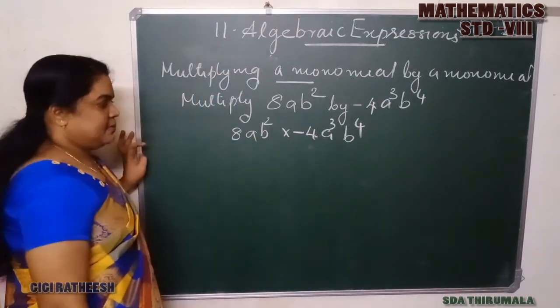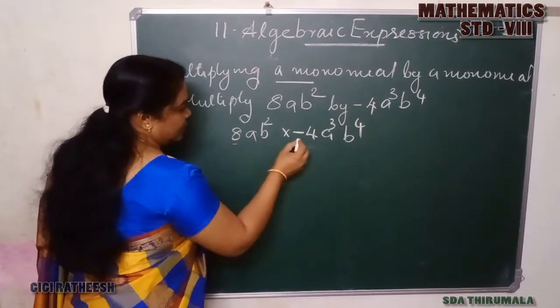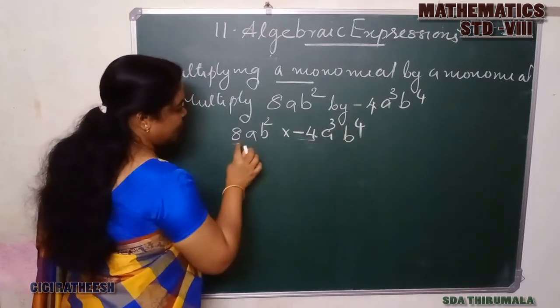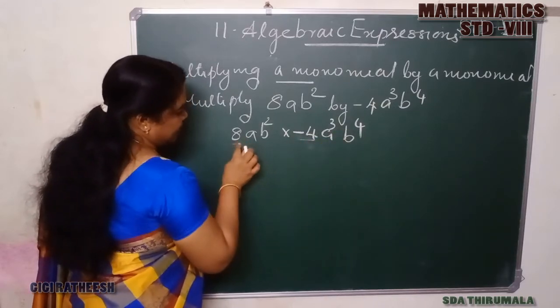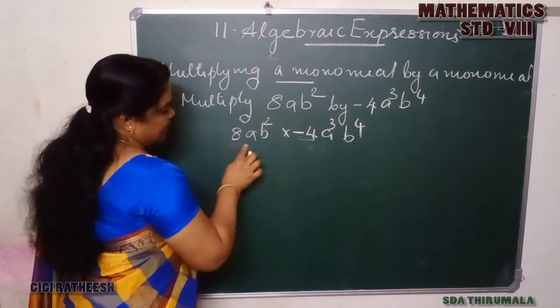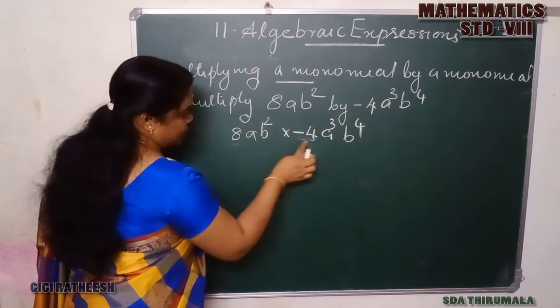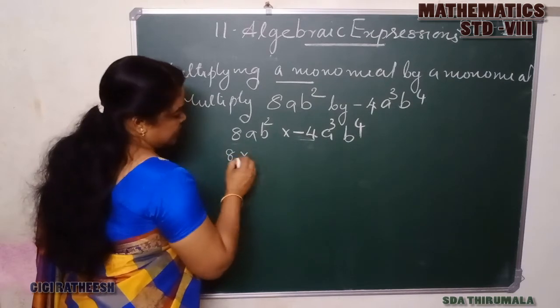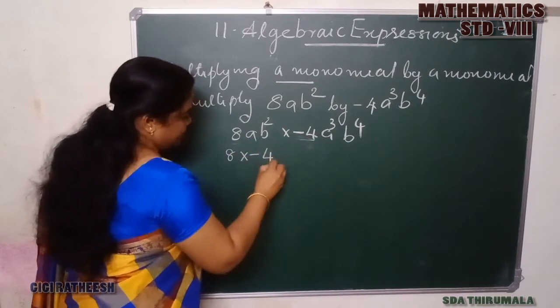First you multiply the coefficients. The coefficient of ab square is 8, and the coefficient of a cube b raised to 4 is minus 4. First you multiply the coefficients, that is 8 into minus 4. This is the first step.